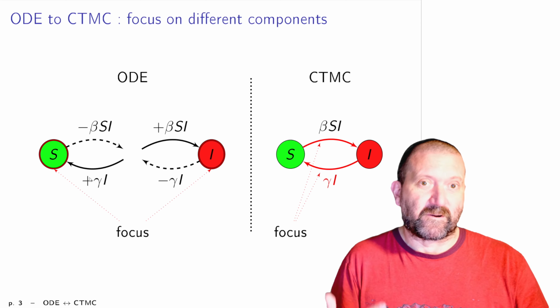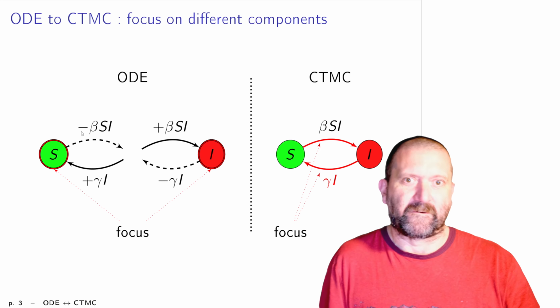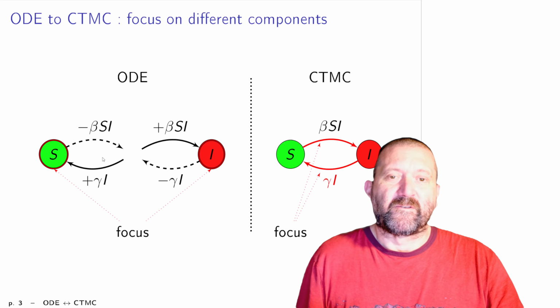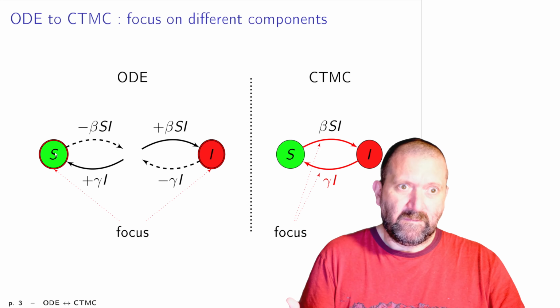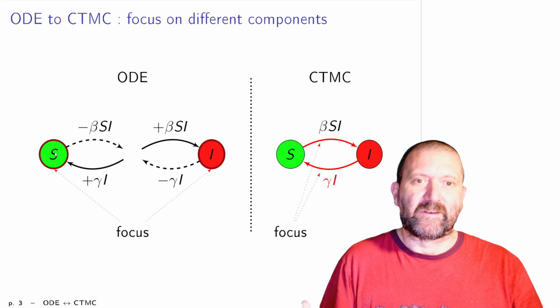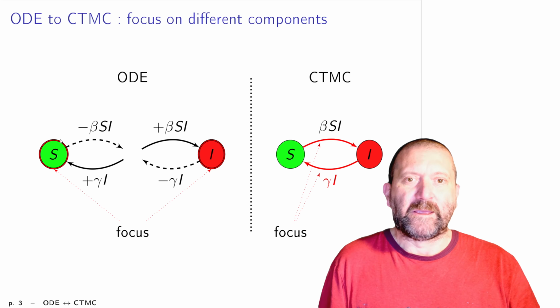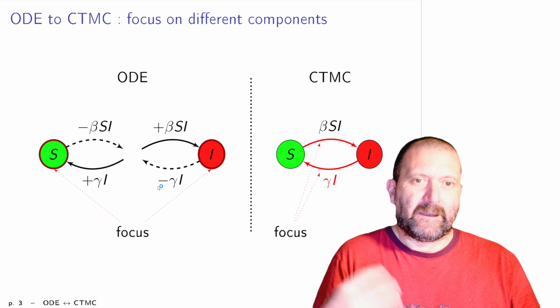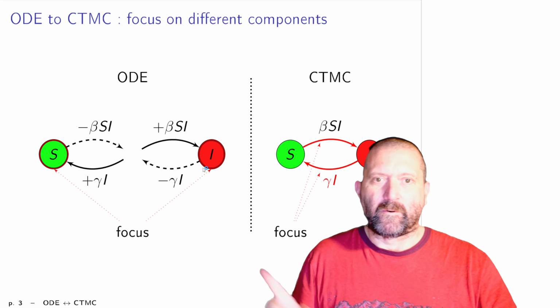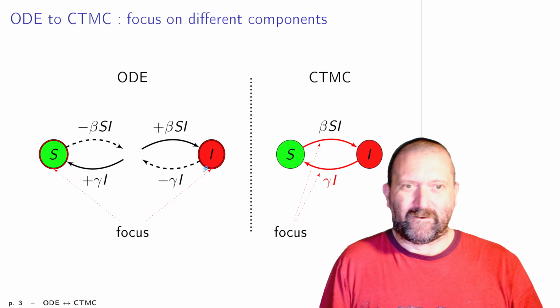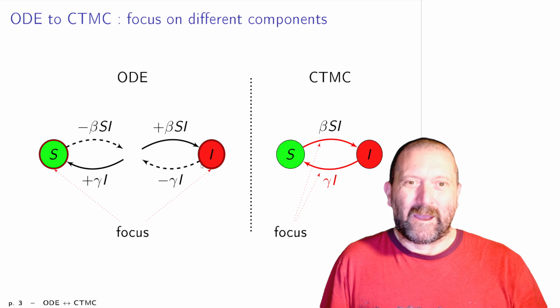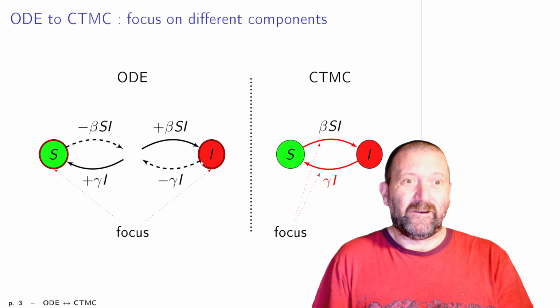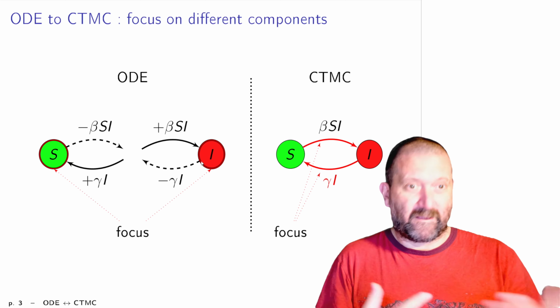If gamma is the recovery rate and beta is the infection coefficient, then S prime, the evolution of the number of individuals in S, will be minus beta SI plus gamma I. And likewise, I move to the other end of the model and look at the I equation. For that one, I'm doing the same thing.